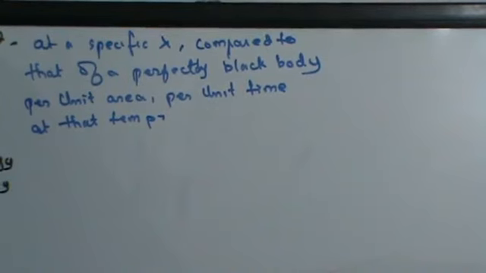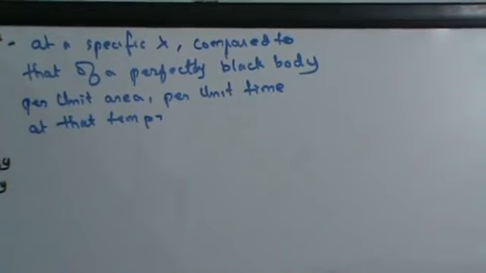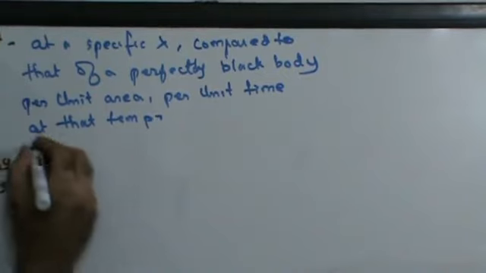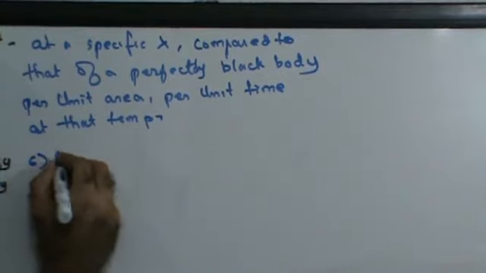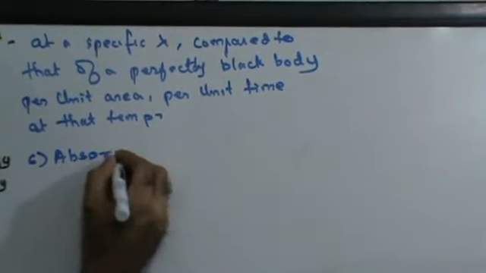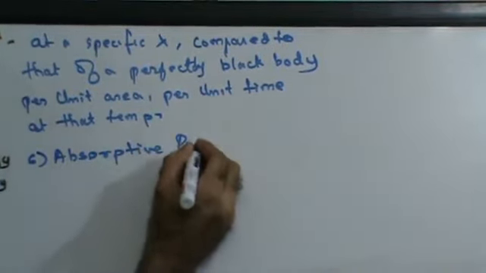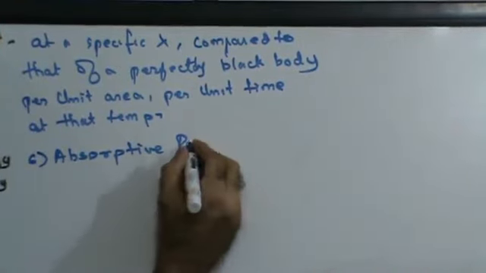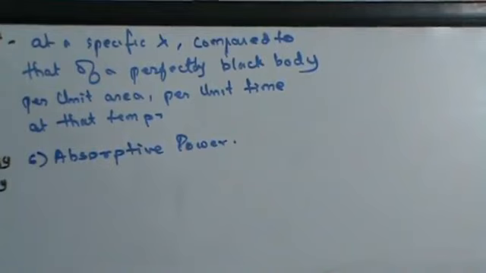Now if a body can emit heat energy, it can also absorb heat energy. So the quantity of radiant energy absorbed per unit area per unit time of a body at a particular temperature is called the absorptive power of that body. Just as we had emissive power, similarly we have absorptive power. Right? What do we understand by absorptive power? It is the quantity of radiant energy.